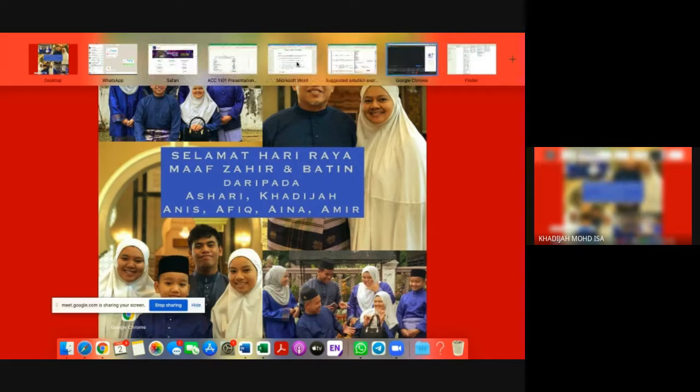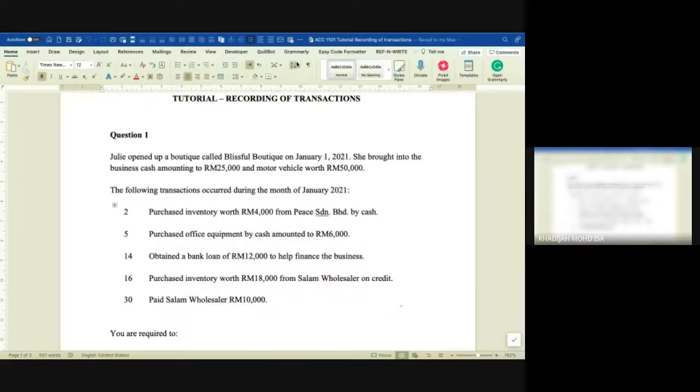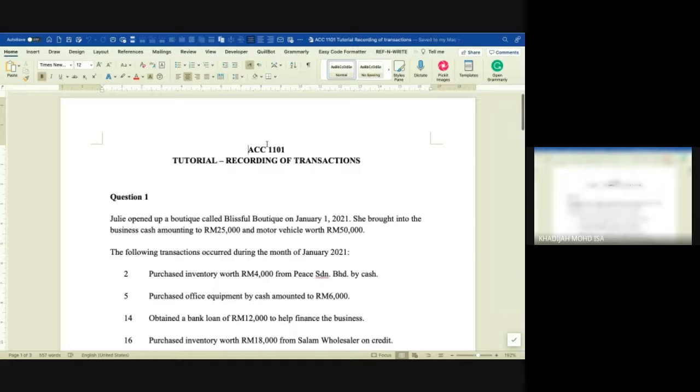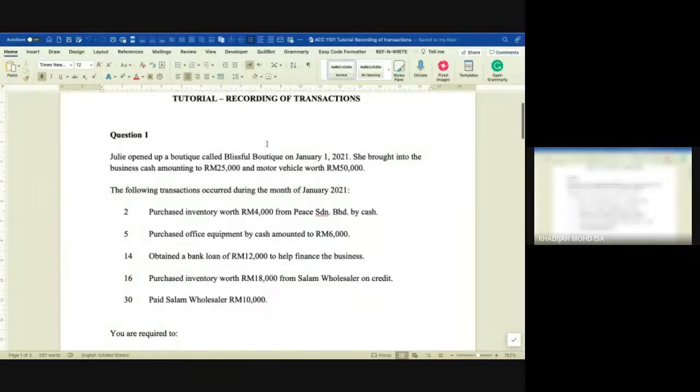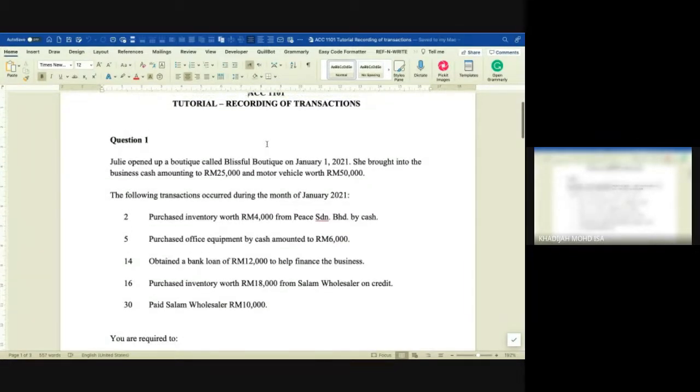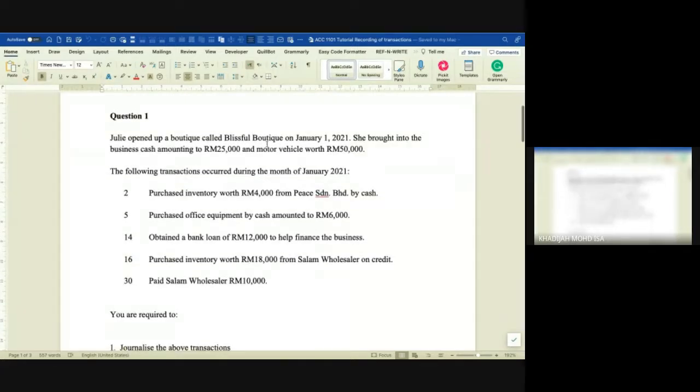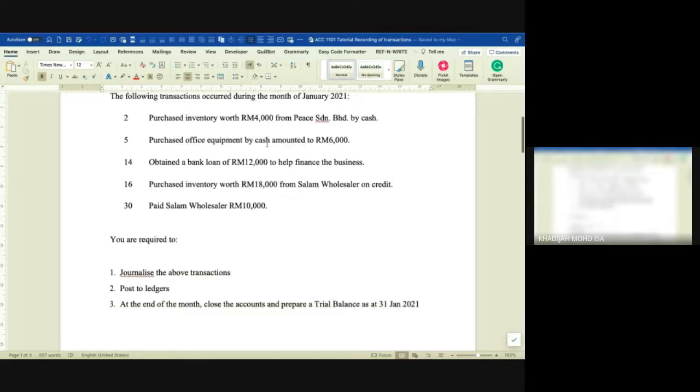Okay. So let's look into this first. There are 3 tutorials that I gave you, and this is the first one. It's very simple because you are given a few transactions and then you are required to journalize the transaction, post to ledgers, and then at the end prepare a trial balance.